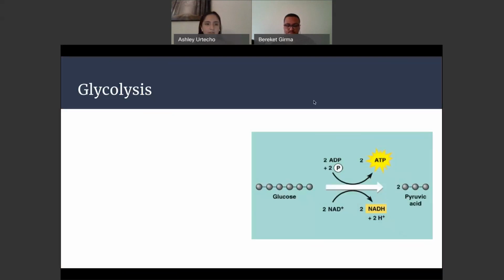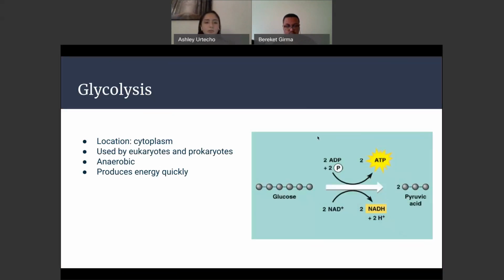So starting with glycolysis, it is located in the cell's cytoplasm. It occurs in eukaryotes and prokaryotes. It is anaerobic respiration because it does not involve oxygen. And glycolysis is notorious for producing energy very quickly.